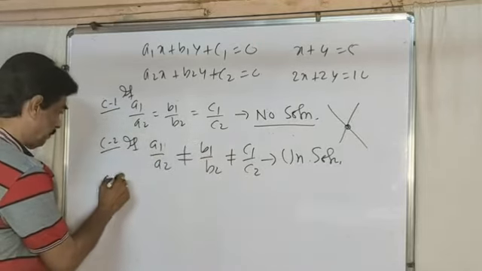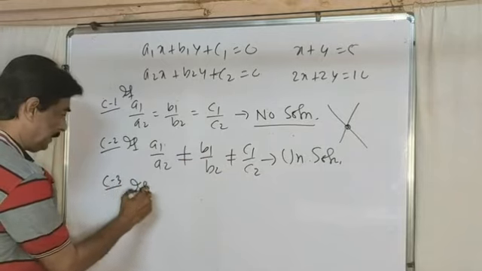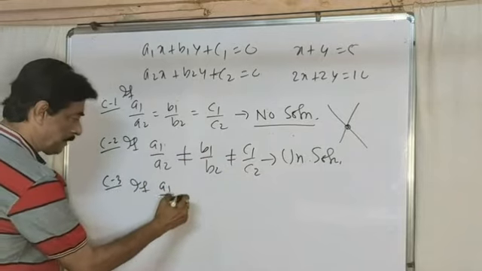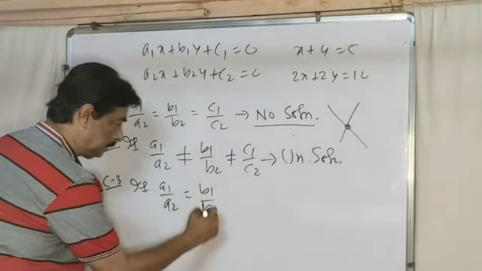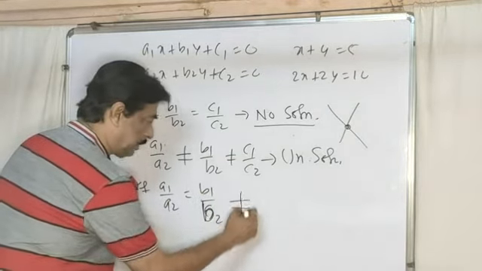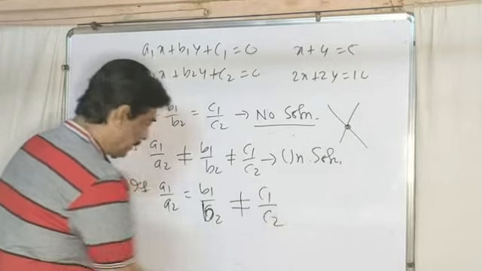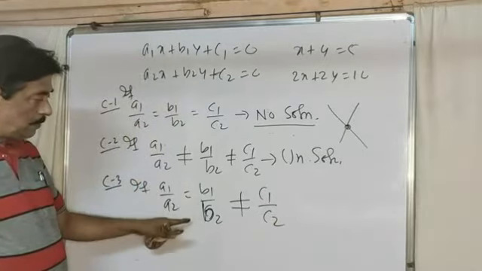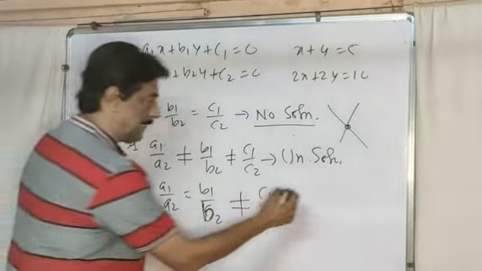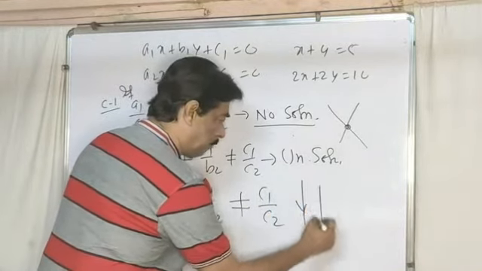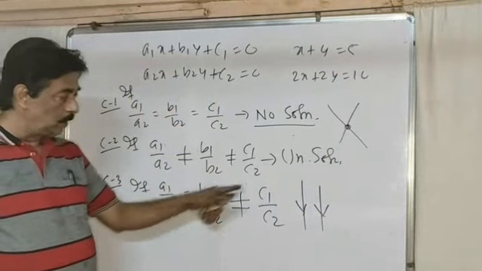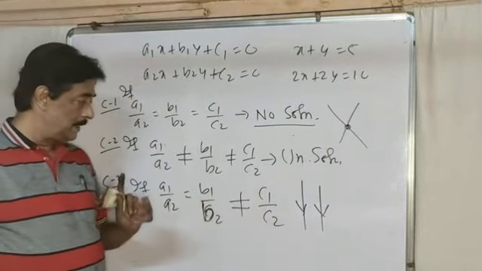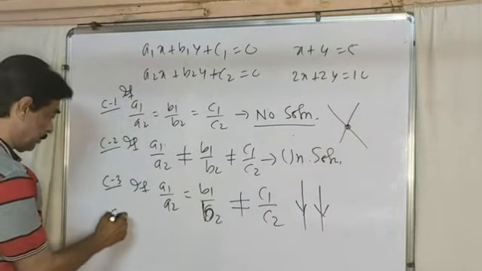Case 3. If a1 by a2 equal to b1 by b2 not equal to c1 by c2. Very, very important. a1 by a2 equal to b1 by b2 but not equal to c1 by c2, the lines are parallel. Remember from home. The lines are parallel. And the fourth case is case 4.